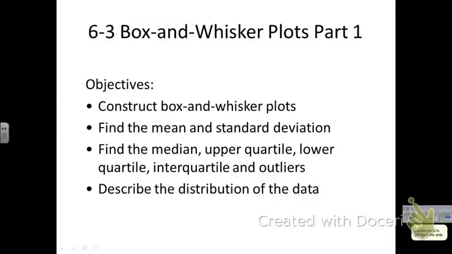Alright, we learned about box and whisker plots. This is part 1. We'll spend 2 days on it. So we're going to construct box and whisker plots, find the mean and standard deviation, find the median, the upper quartile, the lower quartile, the inner quartile range, and any outliers that may occur, and then we'll also describe the distribution of the data.